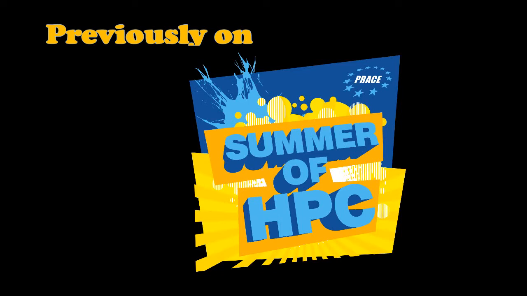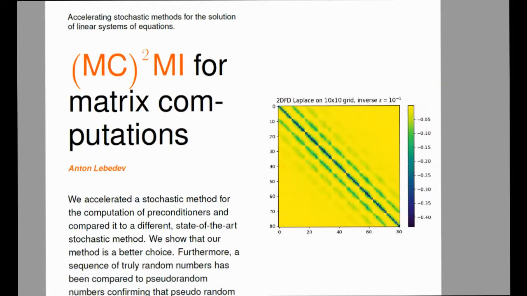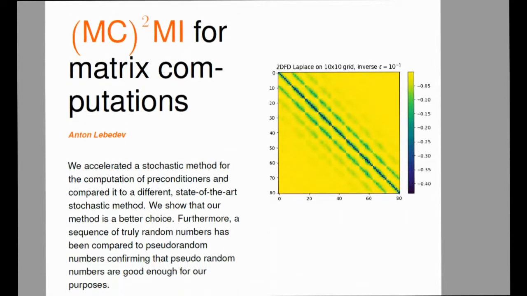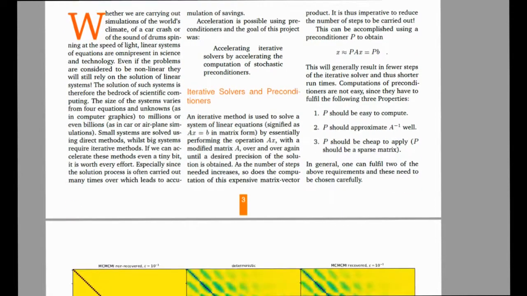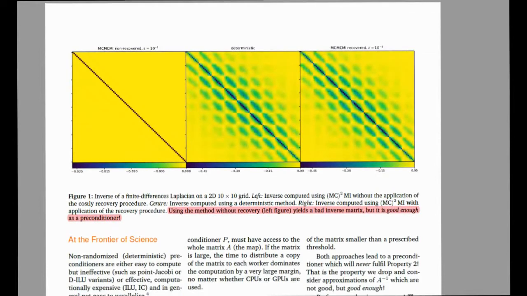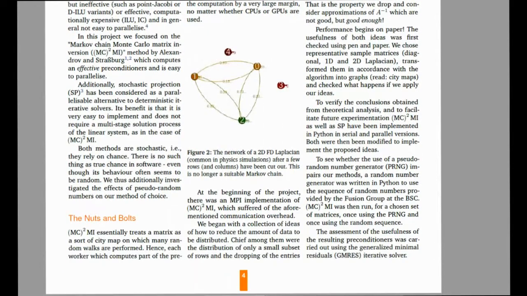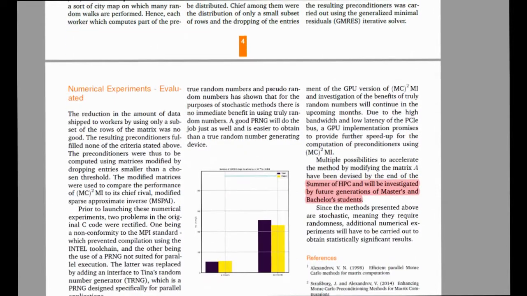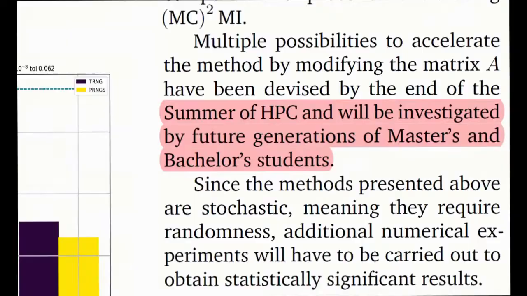Before explaining the project, let's get back to the past. Previously on Summer of HPC. In 2017, Anton Lebedev successfully implemented an accelerated Markov chain Monte Carlo method using theoretical analysis and simple experiments. Though the method yields a bad inverse matrix, as can be seen in the left figure, it's good enough as a preconditioner. However, with a clever recovery procedure, the inverse of the matrix can be computed better, at a huge cost. He also stated that this process can be improved by future SoHPC participants.